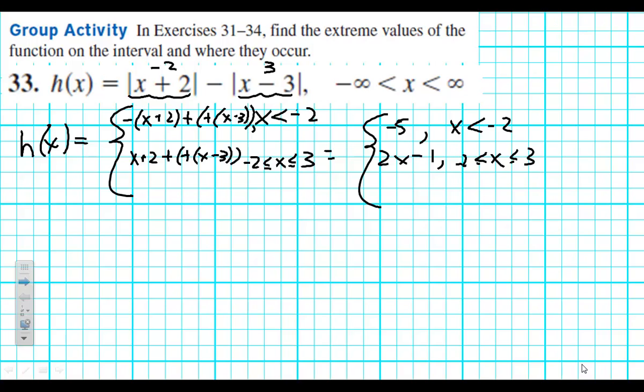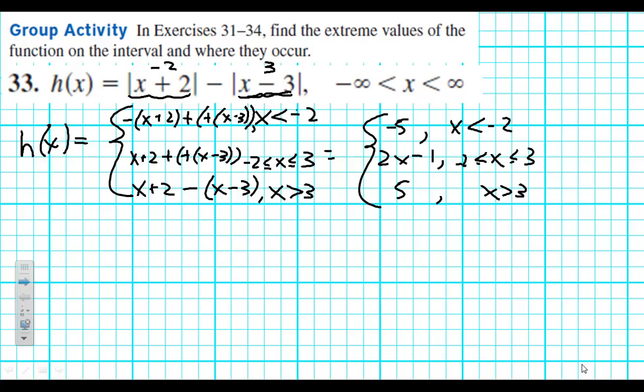What happens when x is greater than 3? This is a straight positive value. The stuff inside this absolute value sign is also positive, so I don't have to manipulate that at all. And that nets out to +5. You okay with all of that work?